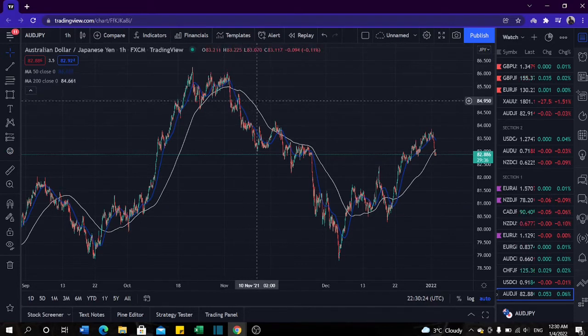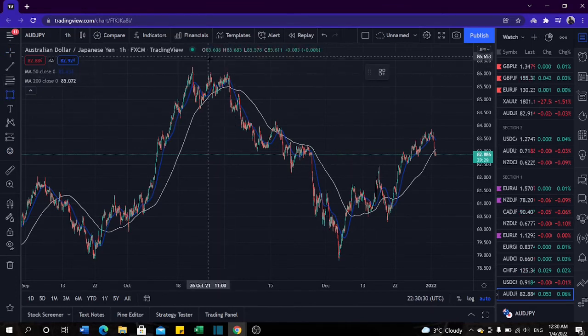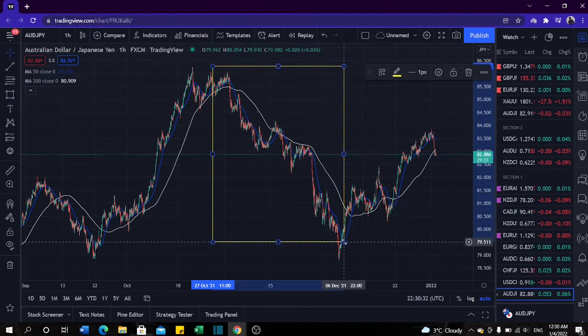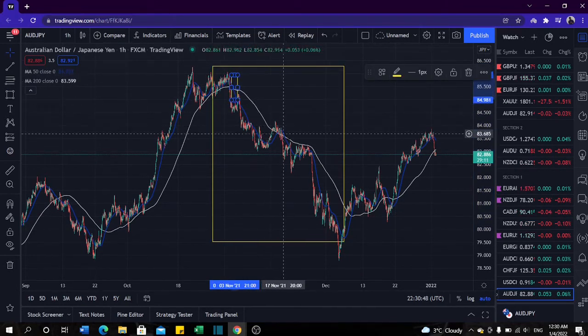Price respected the 200 moving average as resistance in this time period, and it was on an uptrend before. Then it tried to go sideways, but in the end it actually crossed. The 50 and the 200 moving average actually crossed in this area. Then the 200 moving average acted as resistance.